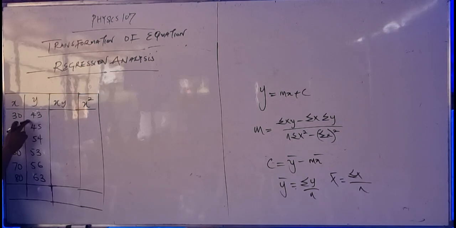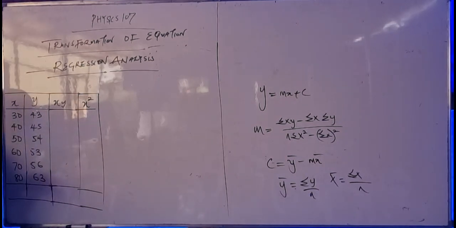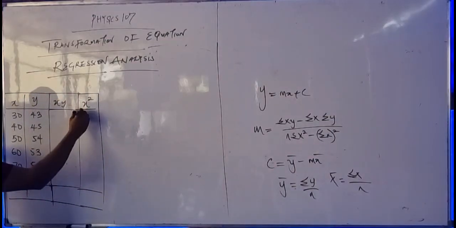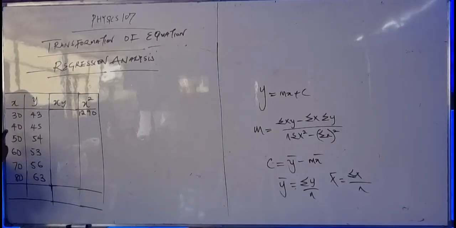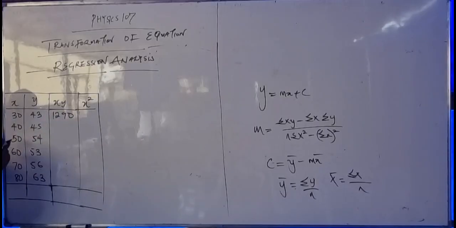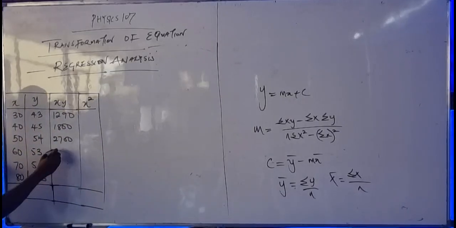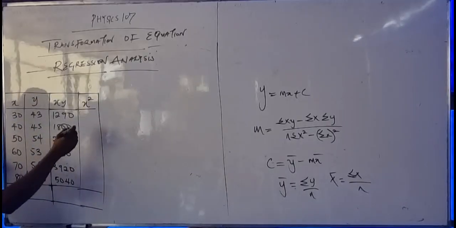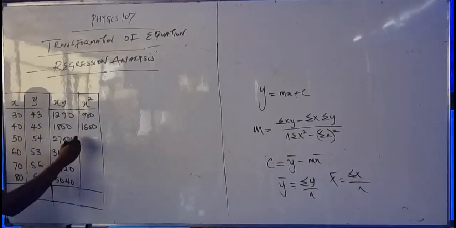What is 30 times 43? Let's start. Multiply this for me. What do you have there? 1290, right? 1290. What is 40 times 45? Sorry, xy. Now x squared, 30 squared is what? 900, right?